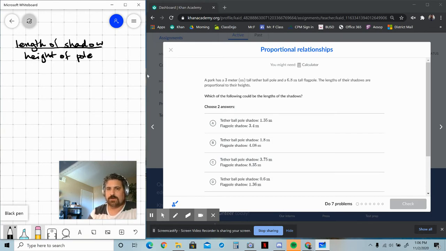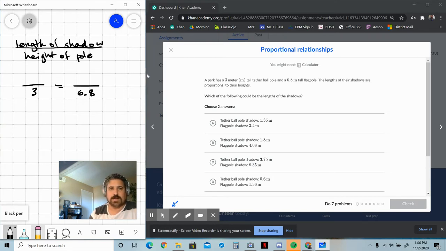So it says a park has a 3 meter tall tetherball pole and a 6.8 meter tall flagpole. So that would be the height of the pole, 3, and a 6.8 meter tall flagpole, so that's 6.8. The values on top have to correspond to the values on the bottom. You could set it up like this: length of shadow over height of pole, where the top values are the lengths of the corresponding shadows, and the bottom values are the heights of the poles.